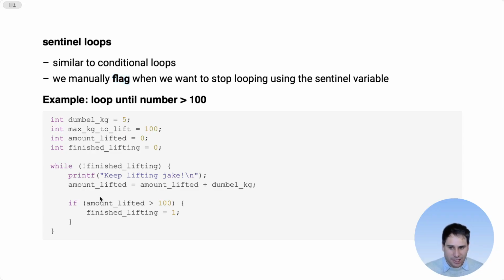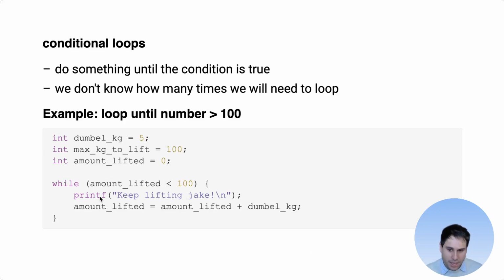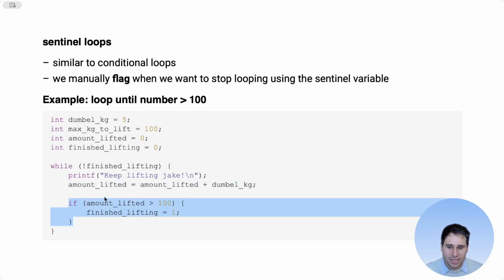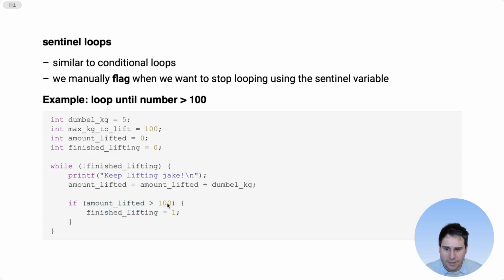So this program actually does the exact same thing as the previous slide, except that it doesn't have the numerical condition, is the amount lifted less than 100, described in the condition. It uses this flag, and basically we do the same calculation here, but we have a special if statement that says, if that amount lifted does hit that 100 point, then set finished lifting to true. And finished lifting is an integer, but remember, integers are Booleans in C. So if a variable is set to 1, that means it's true. And we loop while we're not finished. All right, does that make sense?